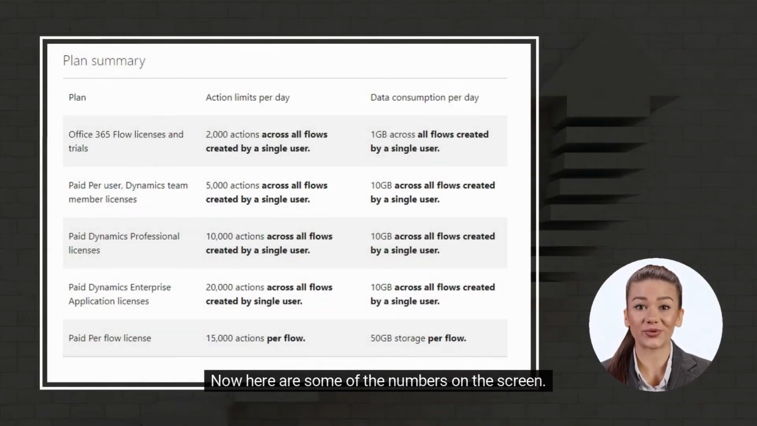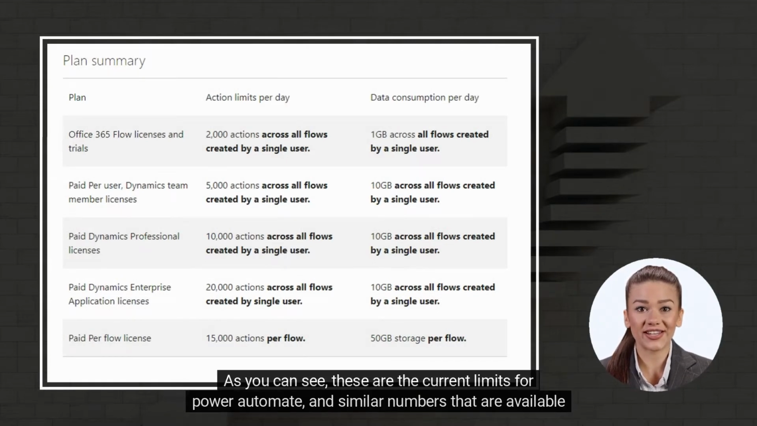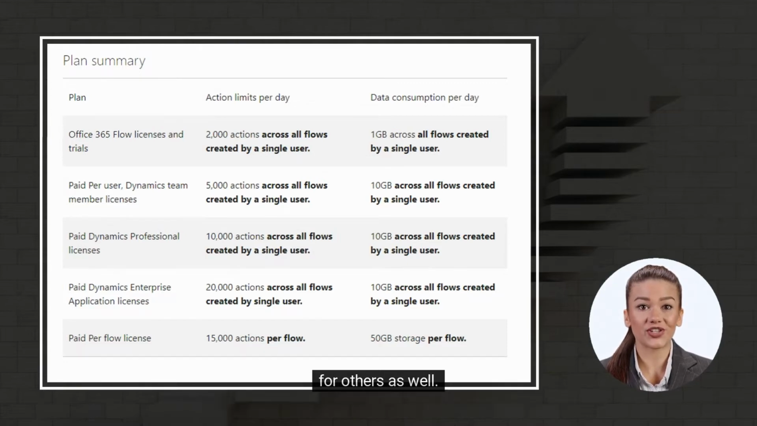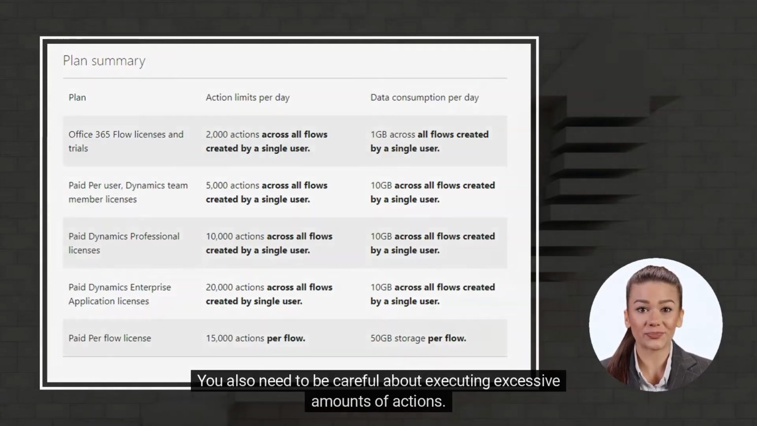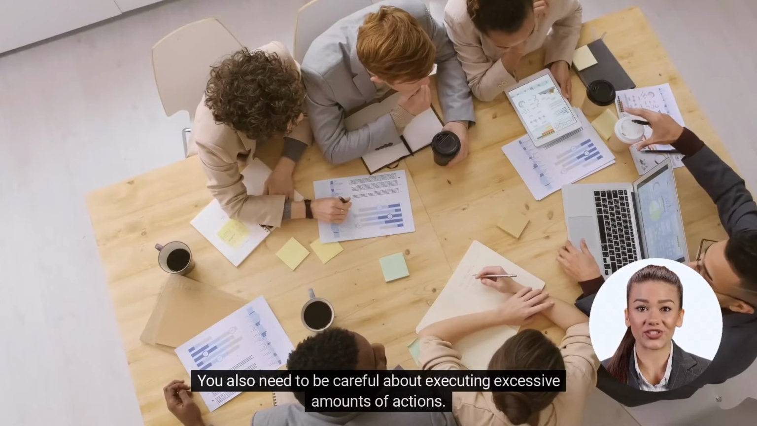Now here are some of the numbers on the screen. As you can see, these are the current limits for Power Automate, and similar numbers are available for the others as well. You also need to be careful about executing excessive amounts of actions.